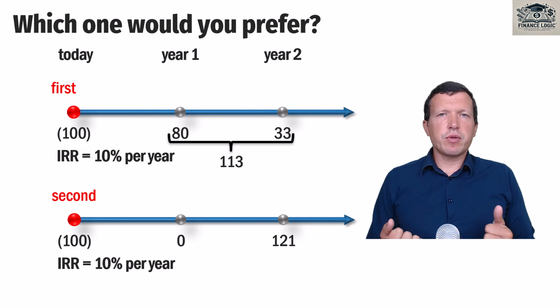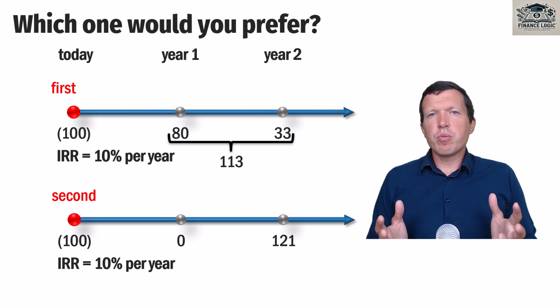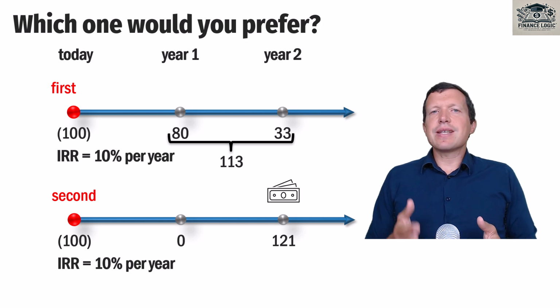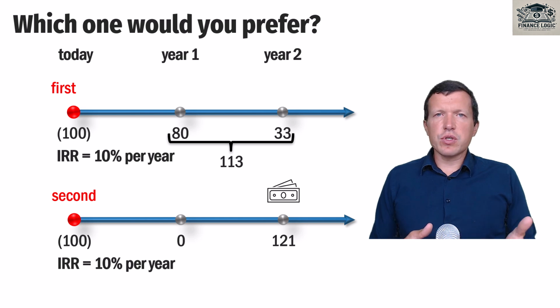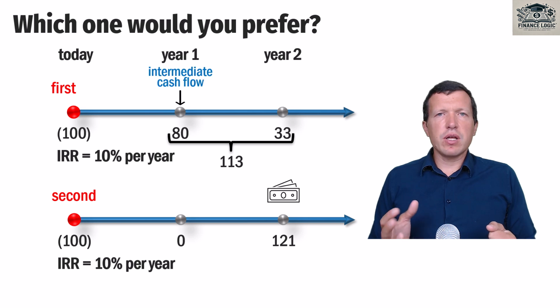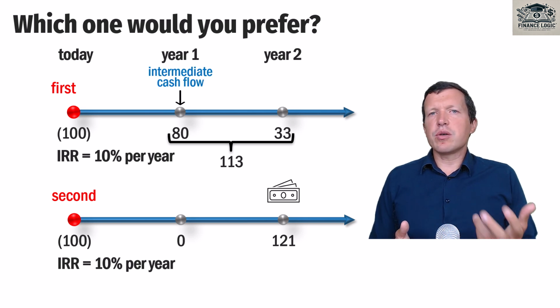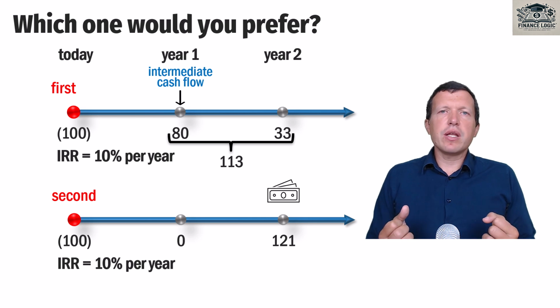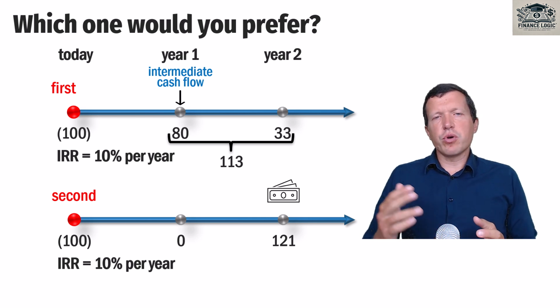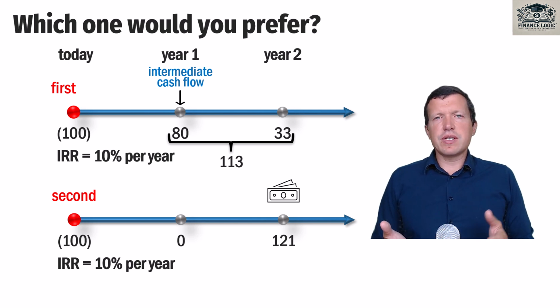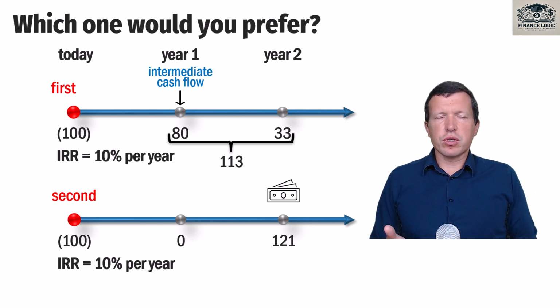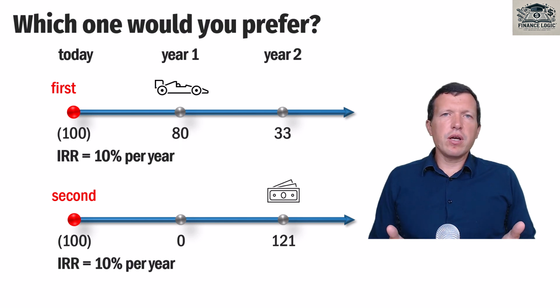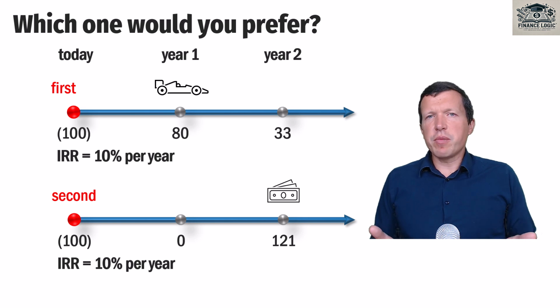The first difference between these 2 projects is that the second project promises me more money. And this is the advantage of the second project. Now let's try to find any advantages of the first one. The advantage of the first one is that we receive money in year number 1, and we call it intermediate cash flow. So we receive money faster compared to project number 2. This is the advantage of the first project. So what would you prefer if returns are the same? Would you prefer fast money or would you prefer big money?